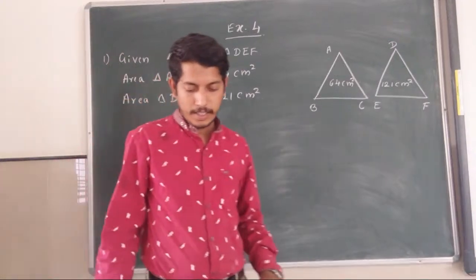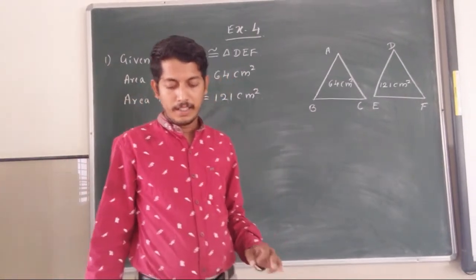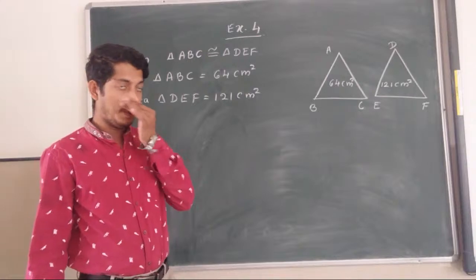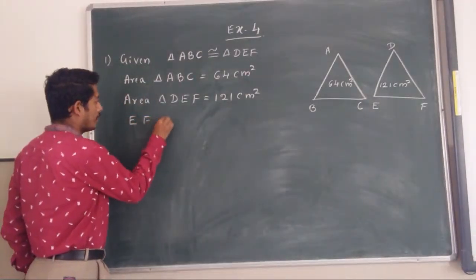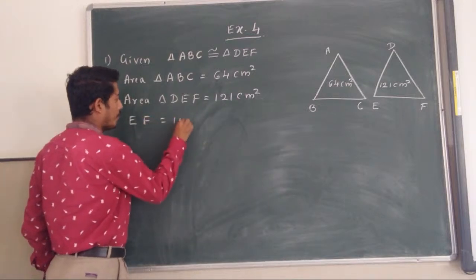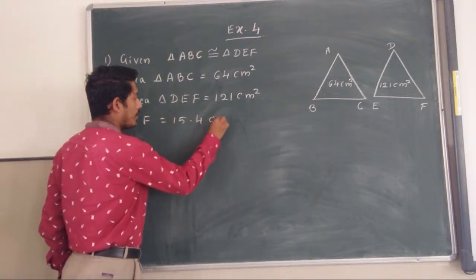The third data given is side length EF is 15.4 centimeters. EF is equal to 15.4 centimeters.